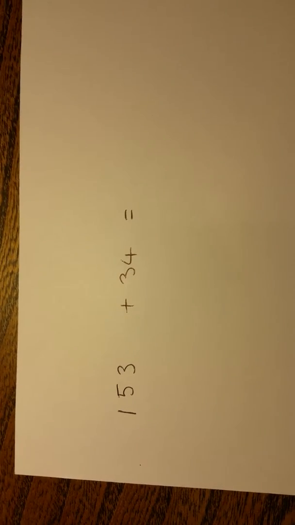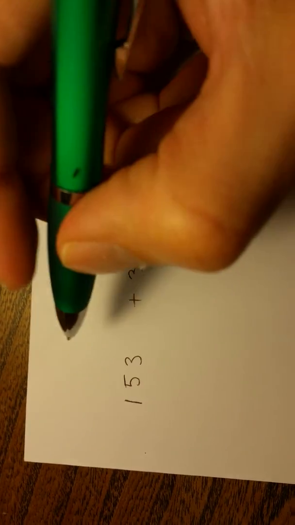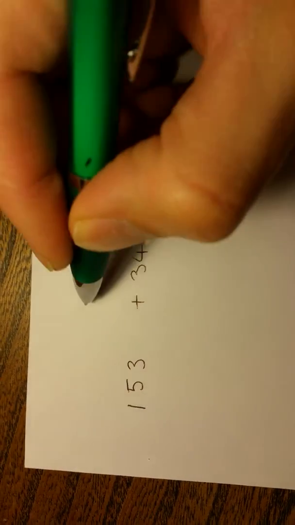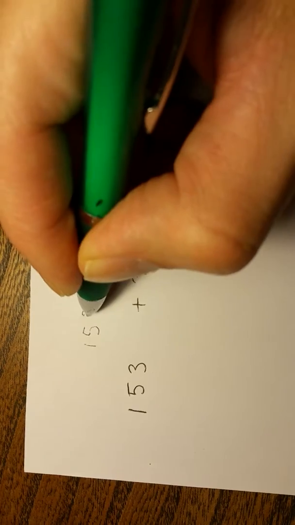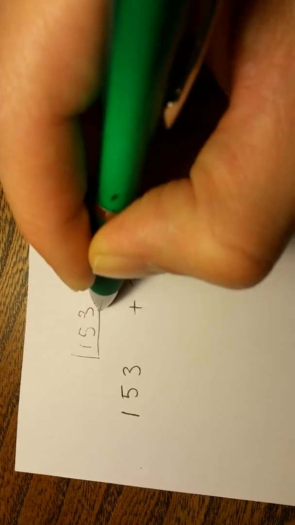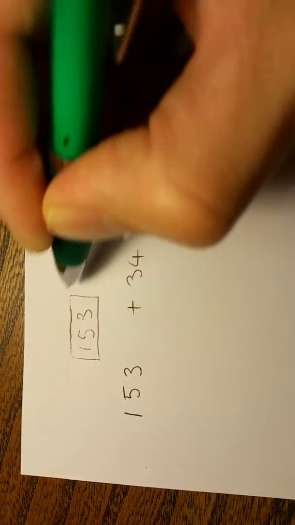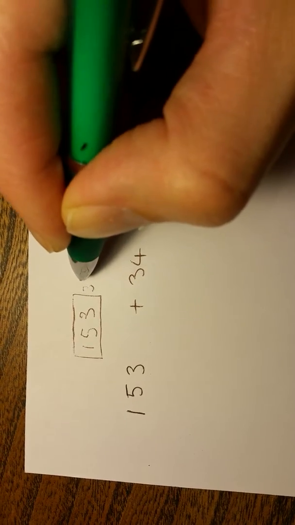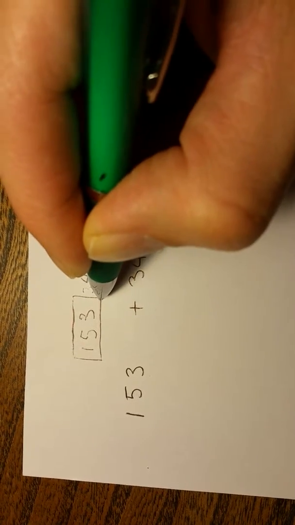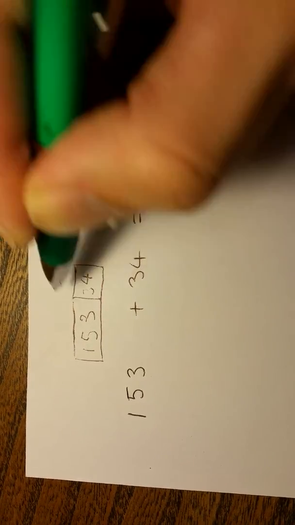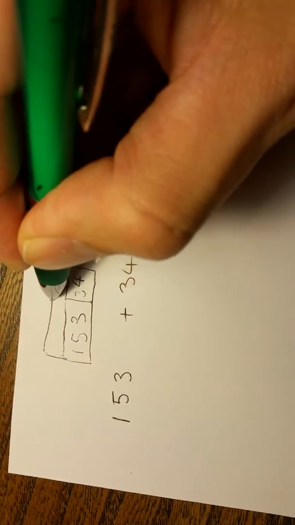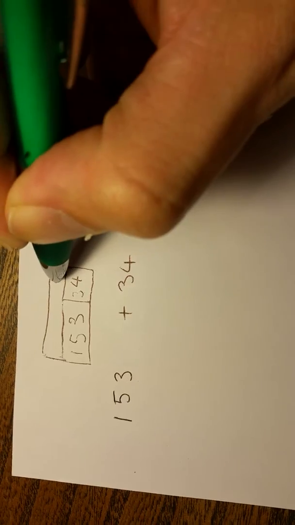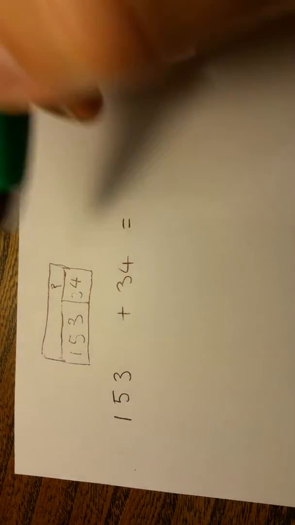So 153 plus 34, if you wanted to represent that on a bar model, it would look like this: 153 in a bar with 34 in a bar, and we're asking what that's worth together. So if we put those two bars together, what is this worth?